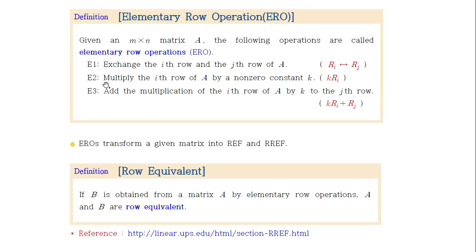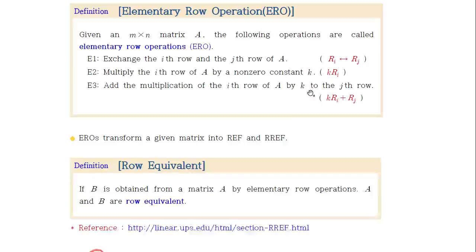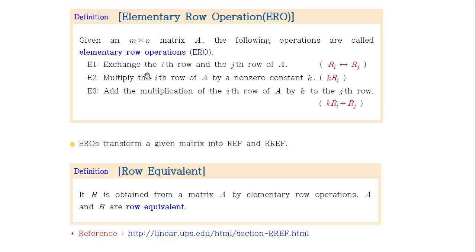The third type elementary row operation: add the multiplication of the ith row of A by K to the jth row. Like multiply K on the ith row of the matrix, add it to the jth row, and replace the jth row with this. This is called the third type elementary row operation that you use most when you solve a linear system of equations. Okay, these three types of operations are called the first, second, and third type of elementary row operations.